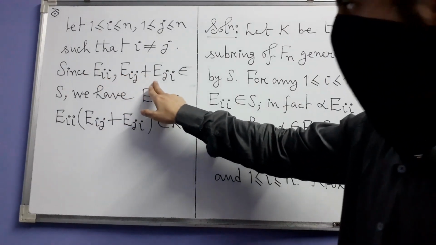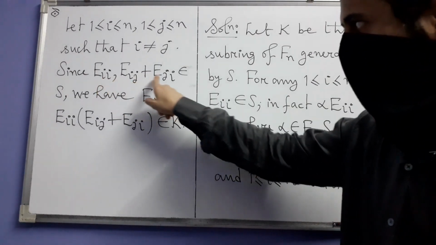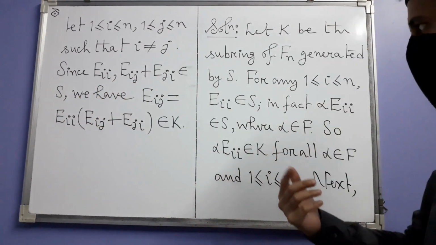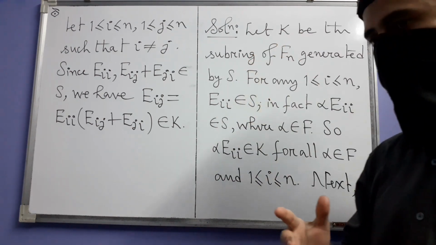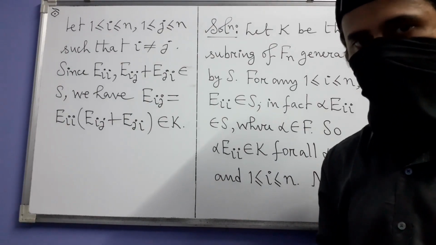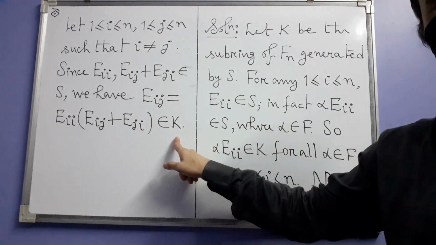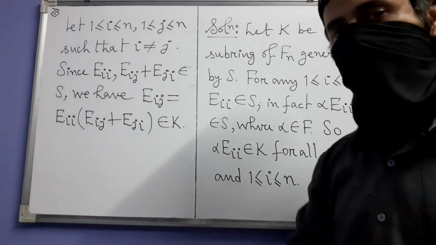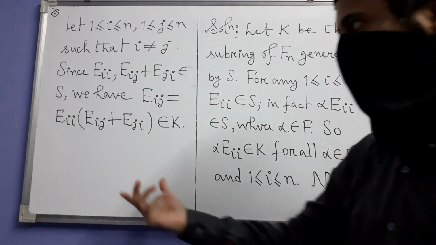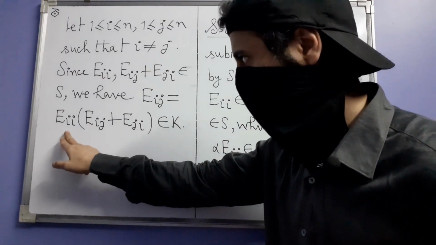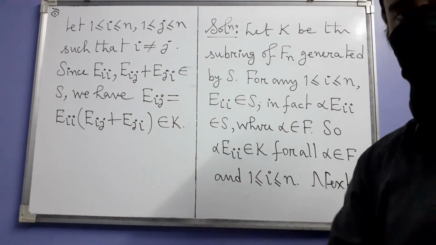Now if you multiply these two symmetric matrices, being elements in S, after all they are also elements in the subring K, and the subring K itself is closed under multiplication because it's a subring, and that is why their product will belong to K. But what is their product? By the distributive law that we have in our matrix algebra, the product first of all will be this EII times EIJ, and then plus EII times EJI.